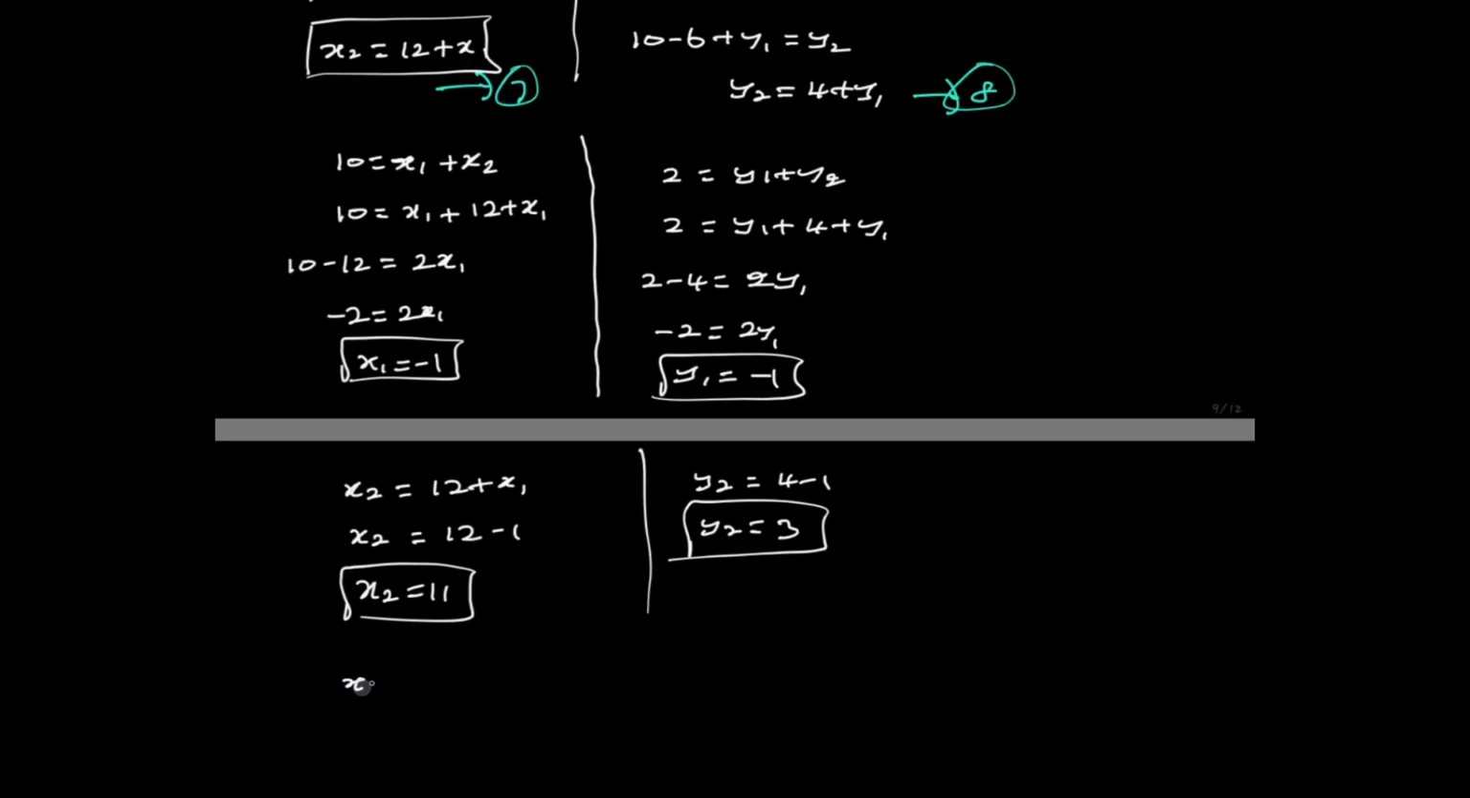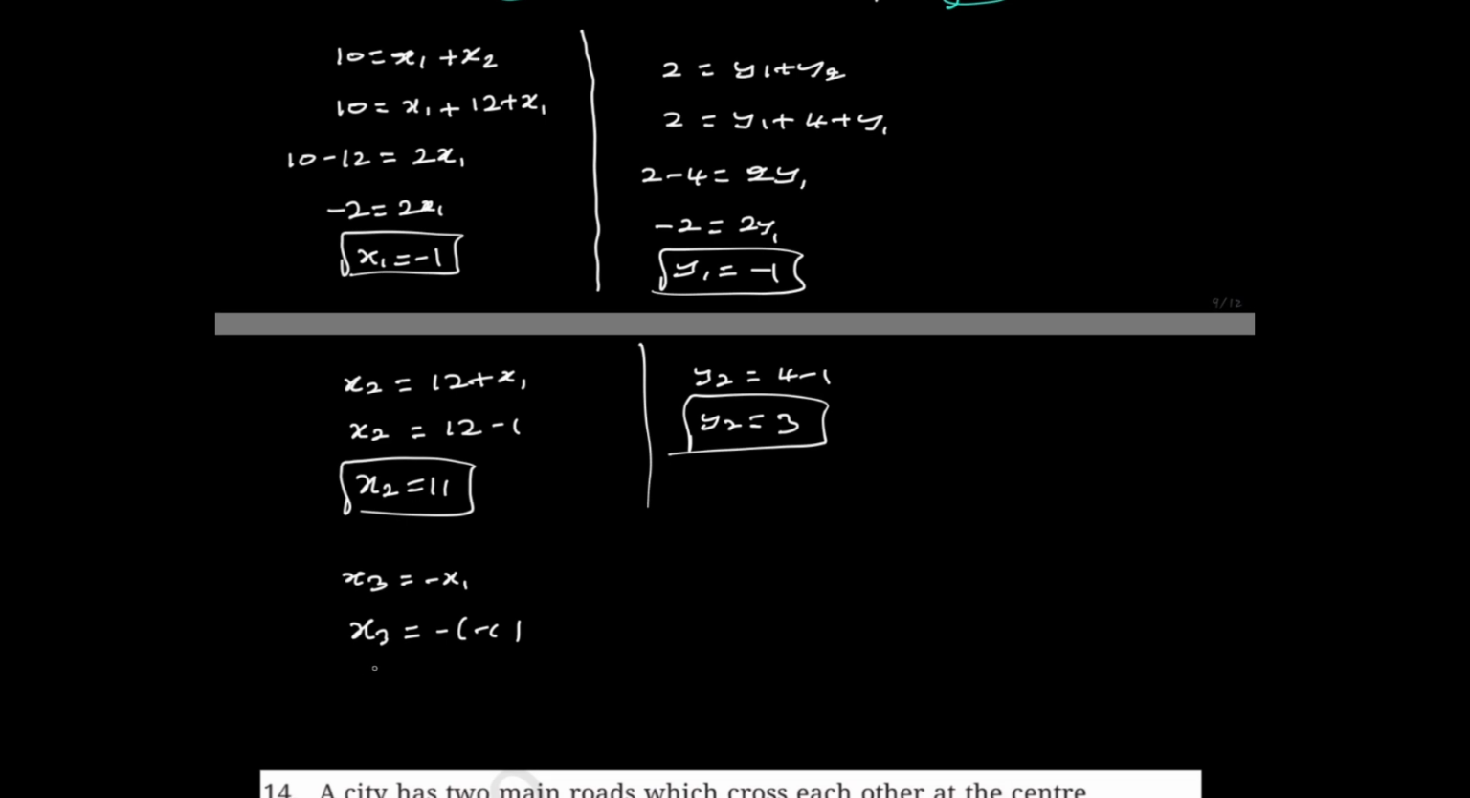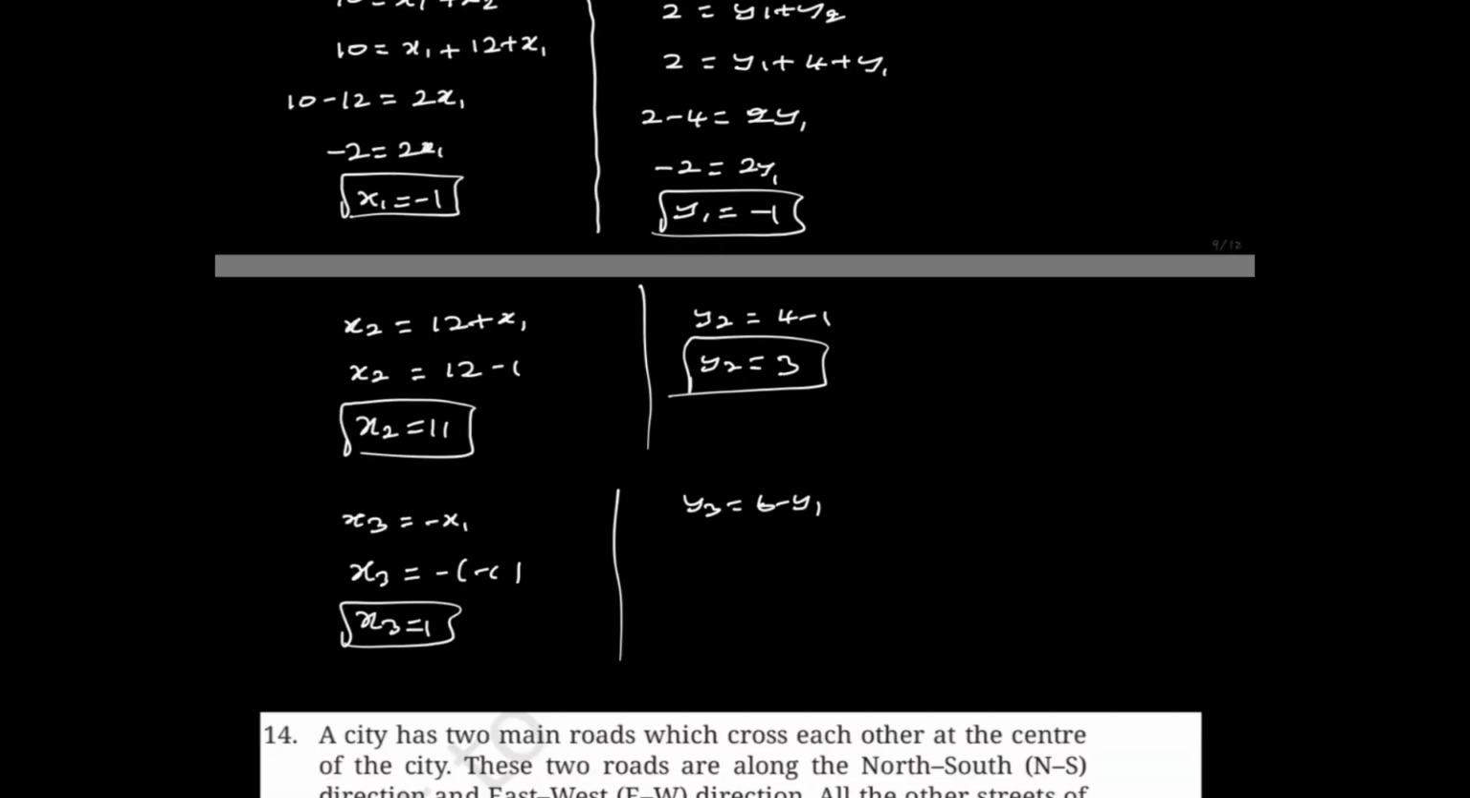Fifth equation is x3 equal to minus x1. Already we found the value of x1. So substitute the x1 value. So minus of minus 1. So x3 value is plus 1. Actually equation number 6 is y3 equal to 6 minus y1. Already we found the y1 value. Substitute the y1 value here. So 6 minus of minus 1, which is 6 plus 1. It's a 7. So y3 value is 7.